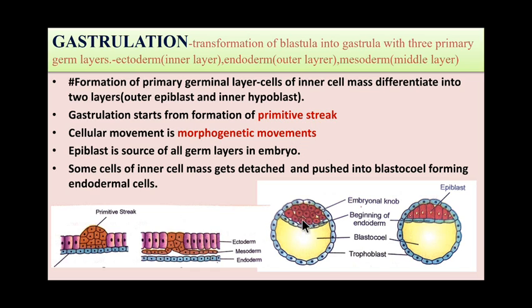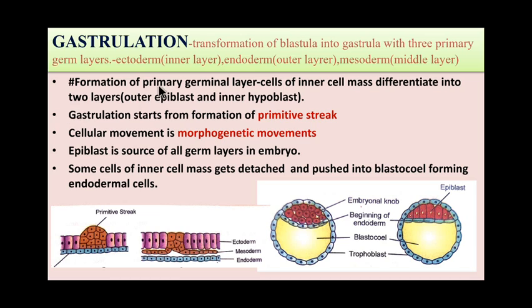Now, the inner cell mass contains certain cells called stem cells, which have the potency to give rise to all the tissues and organs. And this is a very important point. So the inner cell mass of the blastocyst then develops into three layers: the outer layer ectoderm, the inner layer endoderm, and the middle layer mesoderm.